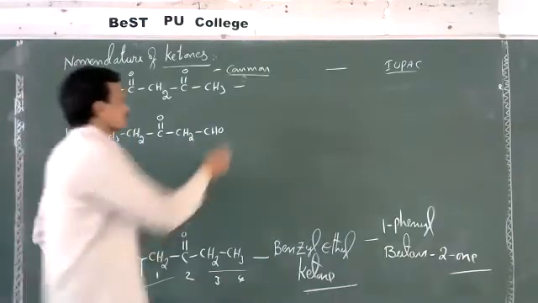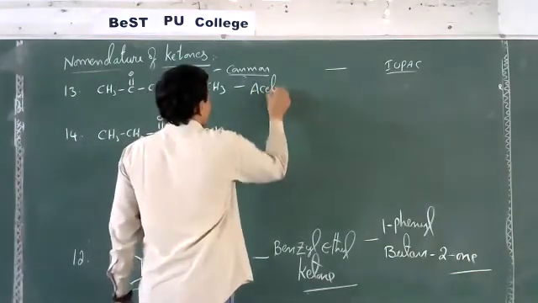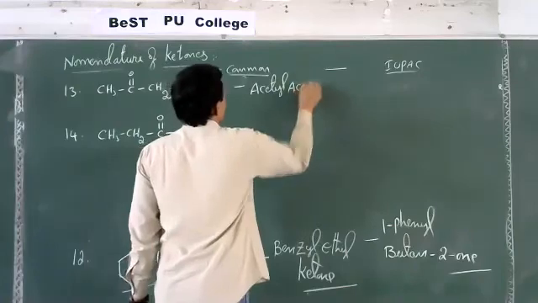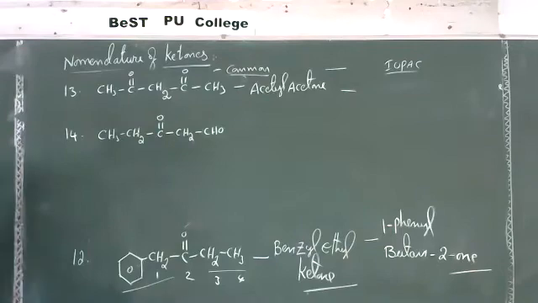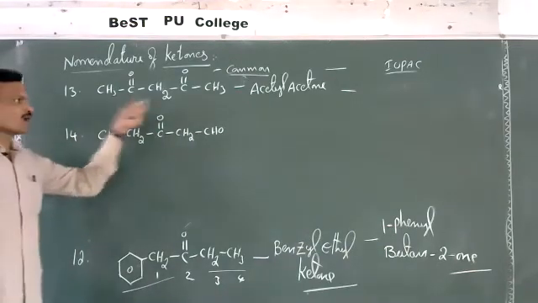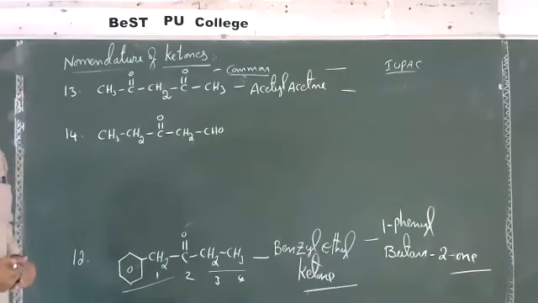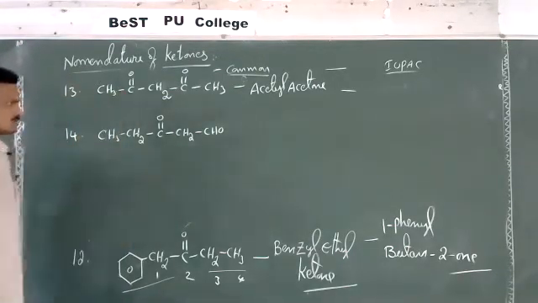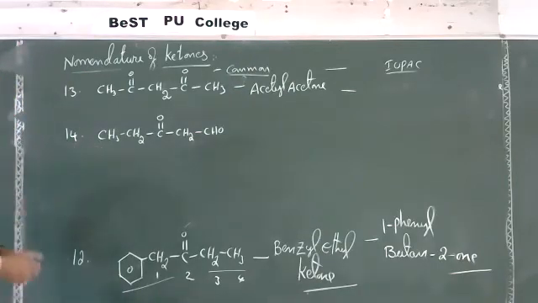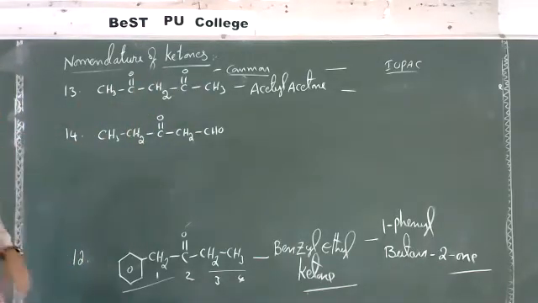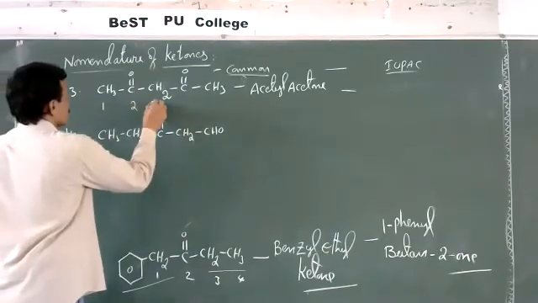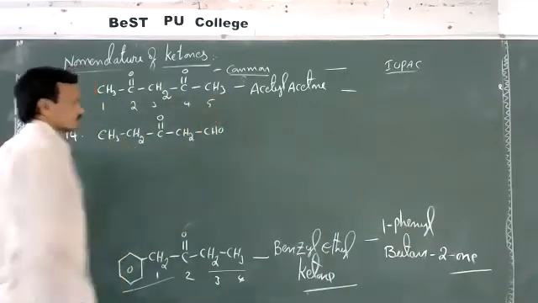So simply this is named acetyl acetone. This is the common name. Acetyl acetone means the acetyl derivative of the acetone molecule. Then what is the IUPAC name? Just give numbering. Either from this end or from this end, it is the same, it is a symmetrical molecule. So 1, 2, 3, 4, 5.